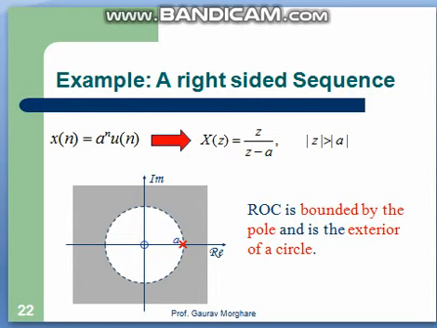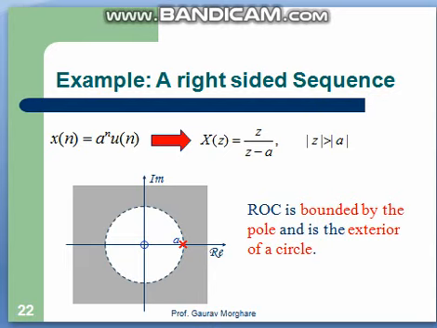Let's start with an example. Here we all know that the signal x[n] is a to the power n u[n]. For that we have calculated the Z transform as z upon z minus a. We calculated this in our previous video. So the ROC is defined as mod of z is greater than a.